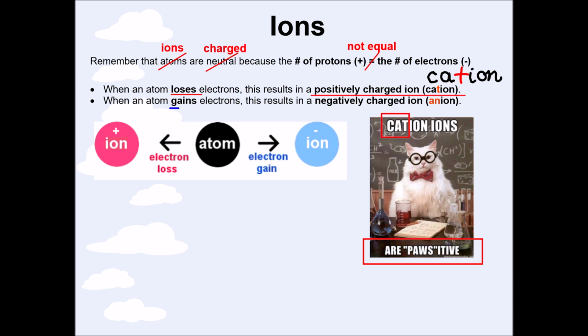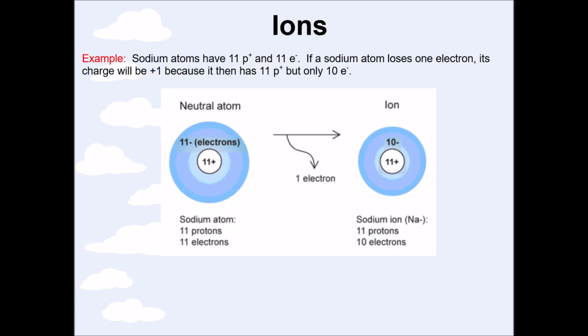And when an atom gains electrons, this would result in a negatively charged ion called the anion. And since there's no neat trick to remember this, just remember that the cation is positive and the anion is the opposite of that. Here we have an example of a sodium atom which has 11 protons and 11 electrons, which make it neutral. If the sodium atom then loses one electron, then its charge would be +1, because then it has 11 protons but only 10 electrons.